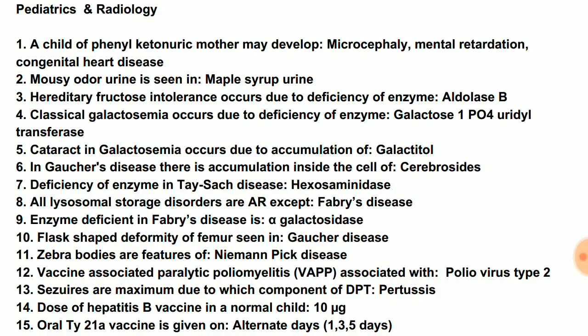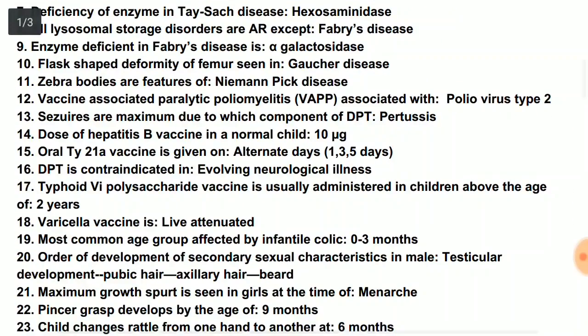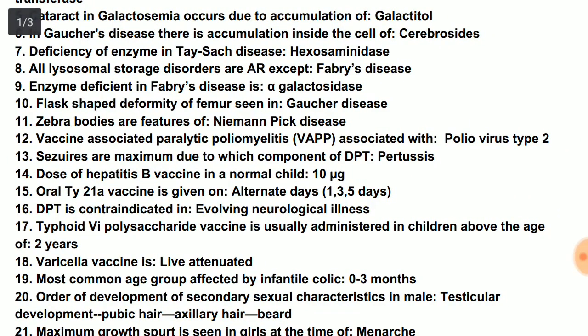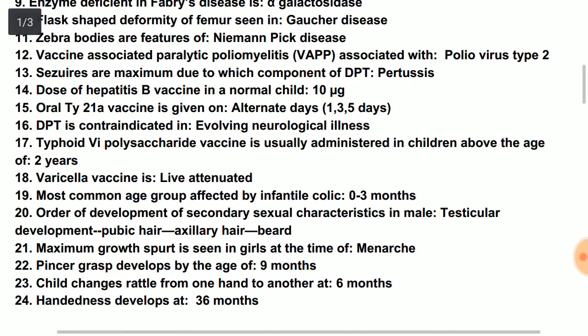Tay-Sachs disease, hexosaminidase deficiency. In hereditary fructose intolerance, deficiency of aldolase B. Enzyme deficiency in Fabry's disease is alpha galactosidase. Flask-shaped deformity of femur is seen in Gaucher's disease. Just remember that.